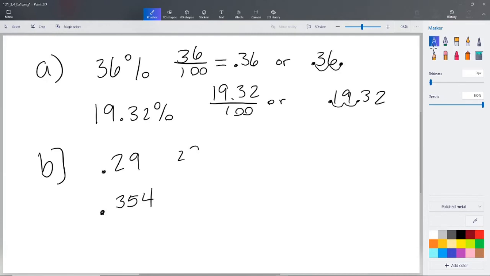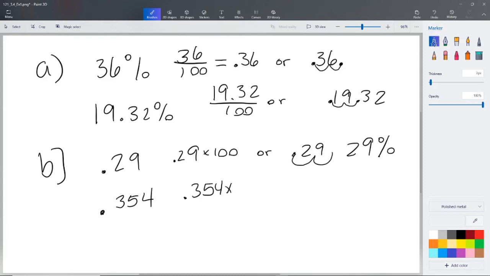So if we take 0.29 and multiply that by 100, or we take our decimal place and go 2 spaces to the right, either way, the answer is going to be 29%. 0.354, same thing. We take 0.354 times 100, or we take 0.354 and we move that decimal point 2 places to the right, and we end up with 35.4%. And that's how we want to do converting percents to decimals and decimals to percents.